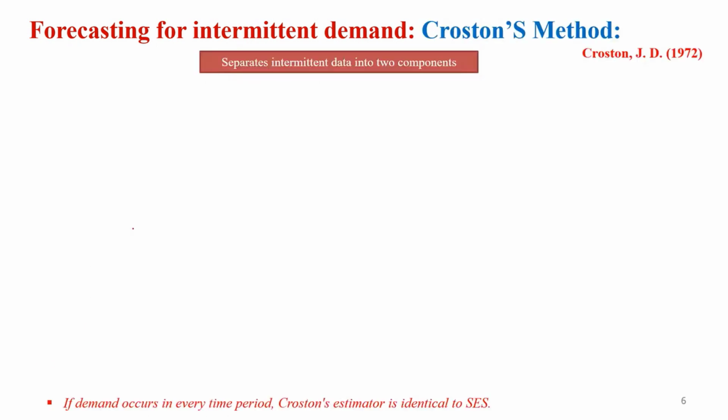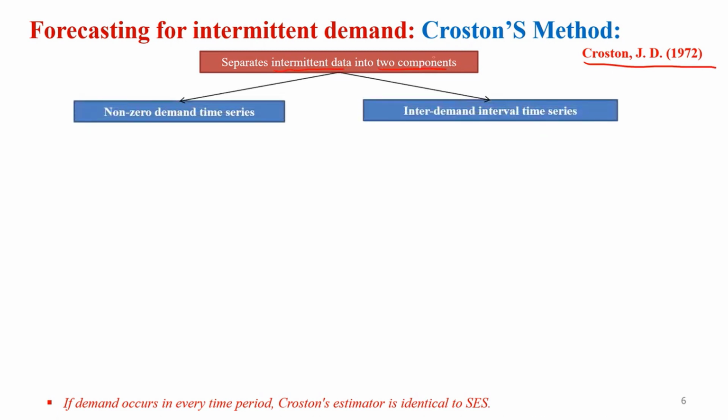In the Croston method, which he proposed in 1972, he says that we should separate the intermittent demand into two components. What are the two components? One is the non-zero demand time series, and the other is the inter-demand interval time series. So what does that mean?